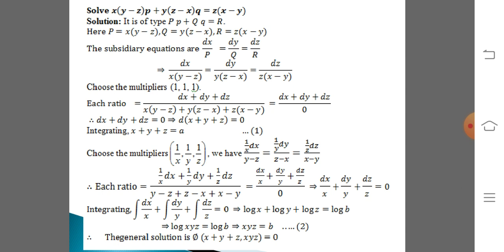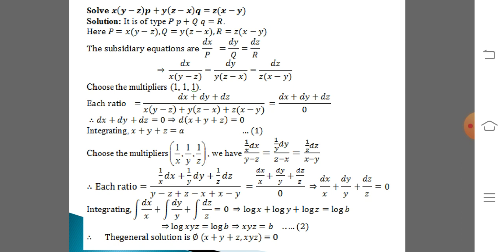Next let us take up another important problem. Solve x into y minus z into p plus y into z minus x into q equal to z into x minus y. So the given equation is exactly of the type capital P p plus capital Q q equal to R, where capital P, which is nothing but the coefficient of small p, is equal to x into y minus z. Similarly Q equal to y into z minus x and R equal to z into x minus y. These are the values of P, Q, R.